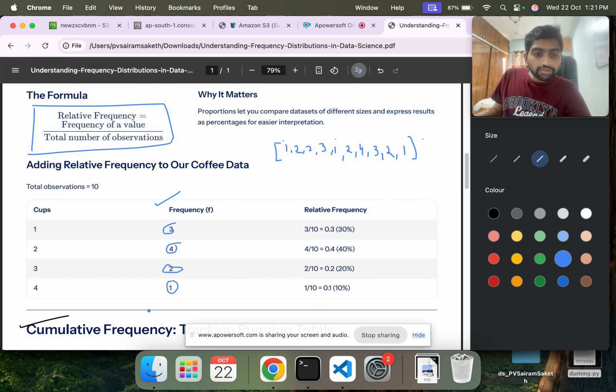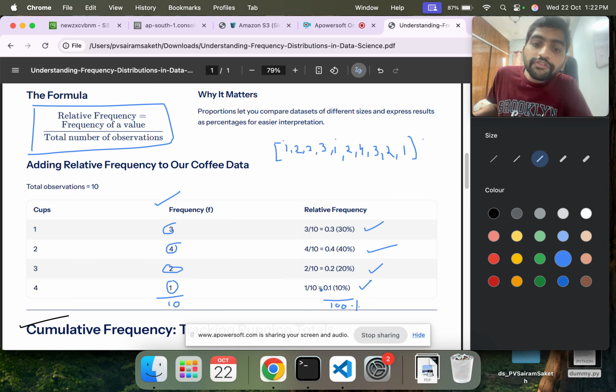So for relative frequency, what is the total? Total you have is 10. So you will just divide this 3 by 10, and you will get 30%. Then you divide 4 by 10, which means 40%. 2 by 10 means 20%. 1 by 10 means 10%. One very important observation is that the sum of the relative frequencies will always be equal to 100%. Always 100% it will come.